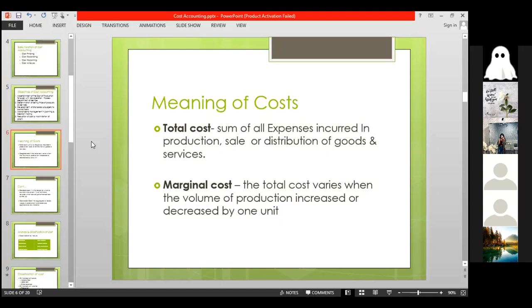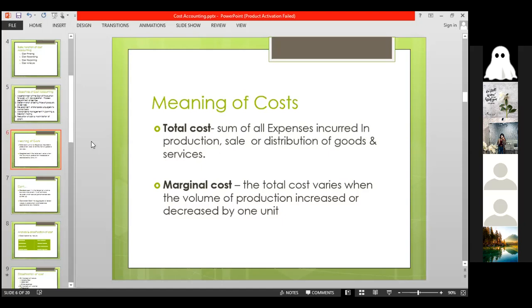So here it says sum of all the expenses incurred in the production, sale, or distribution of goods and services. So all the expenses put together are total costs. That's simple to understand. Whereas fixed cost and variable cost need discrimination or determination. Marginal cost. I believe everyone remembers from our economics syllabus module what marginal costs are, right?